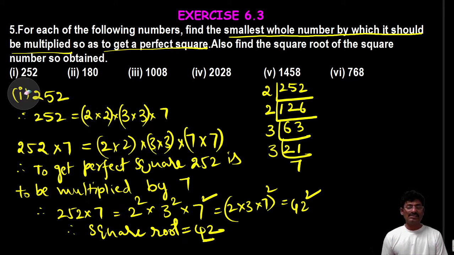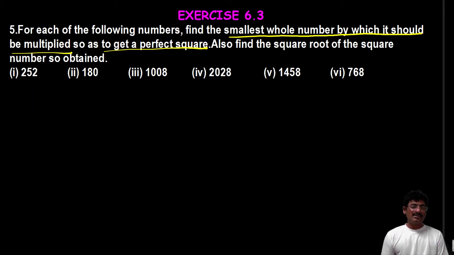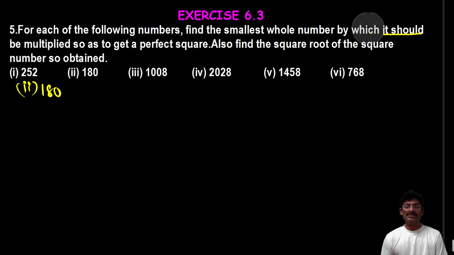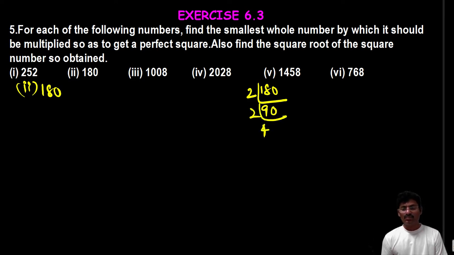Now let us go to the next problem. The second problem is 180. Let us resolve 180 into factors. Let us start with 2. 2 times 9 is 18, then 0, so 2 times 90. Then again with 2. 2 times 45 is 90. Then 45 is not divisible by 2.